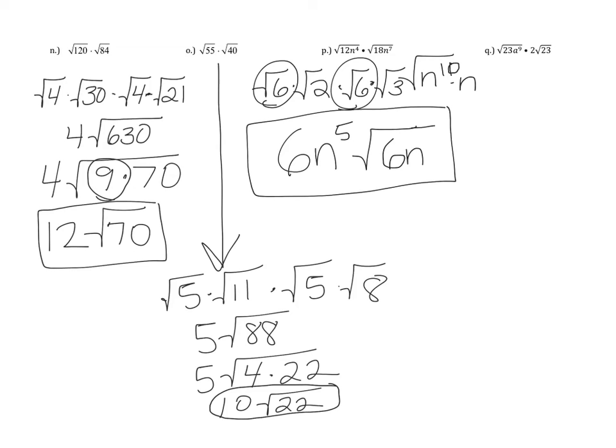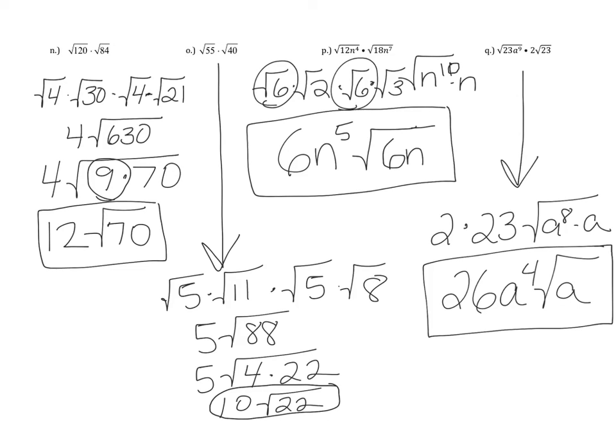Give it a try. Stop the video. All right, now this one, automatically I just noticed that I've got the square root of 23 times the square root of 23, which I know is just going to be 23. And then I multiplied that by the 2 on the outside. And then I'm left with this a to the 9th. That's odd, so I broke it up into a to the 8th times a. I pulled out the square root of a to the 8th, and I got a to the 4th. So it's 46a to the 4th, square root of a.